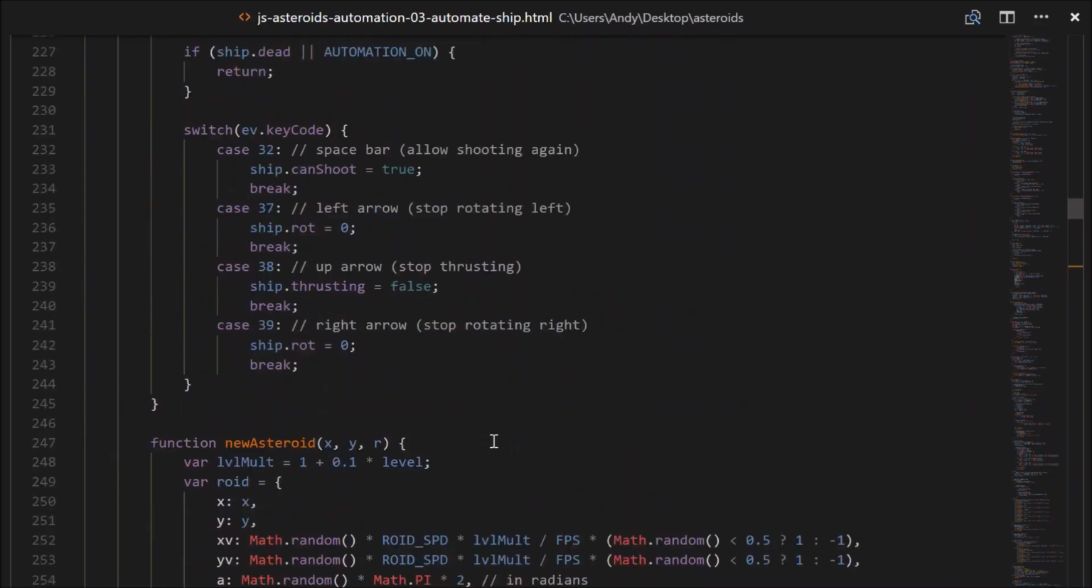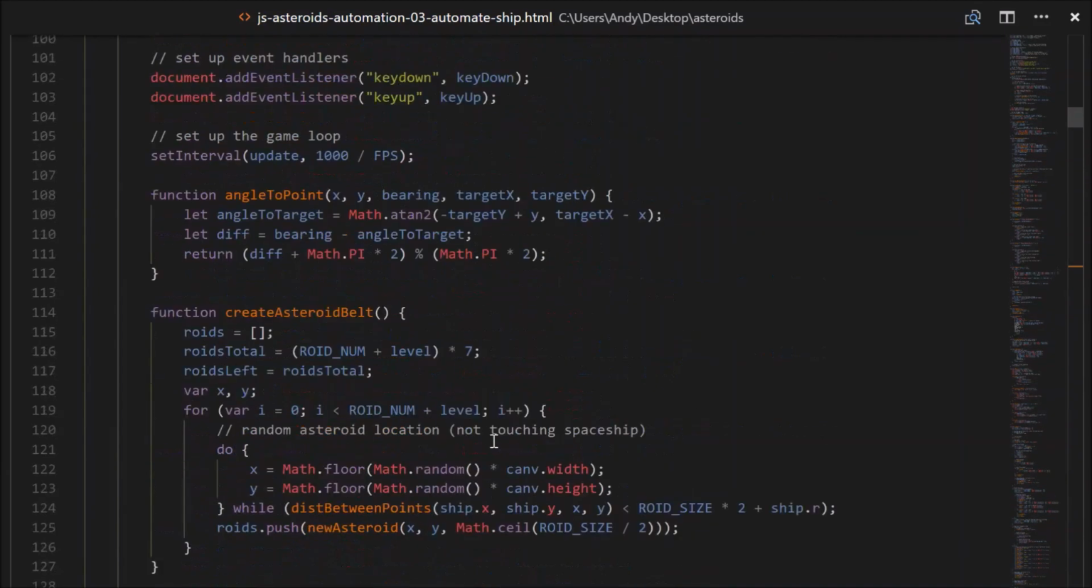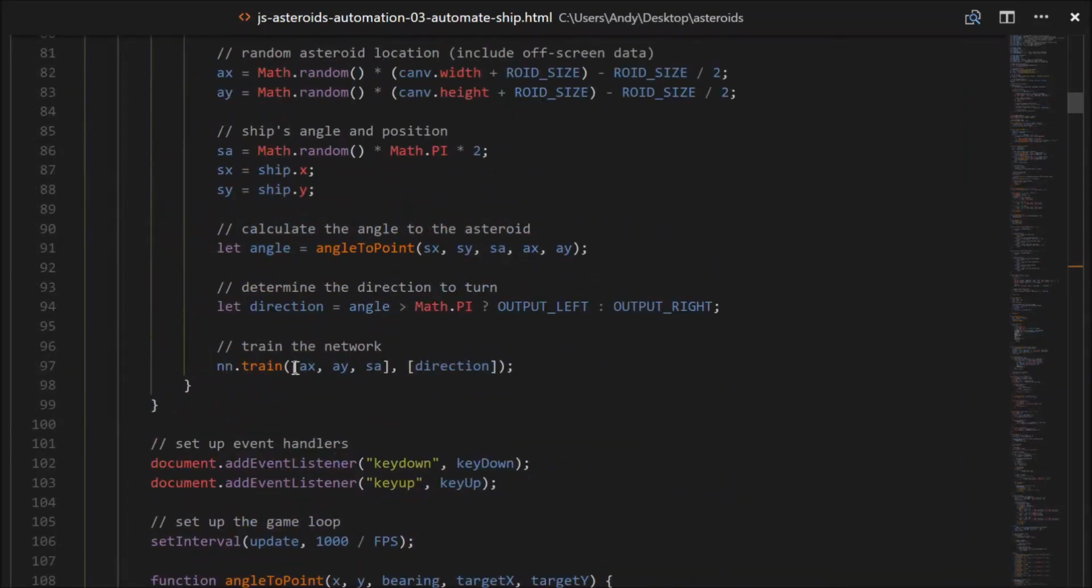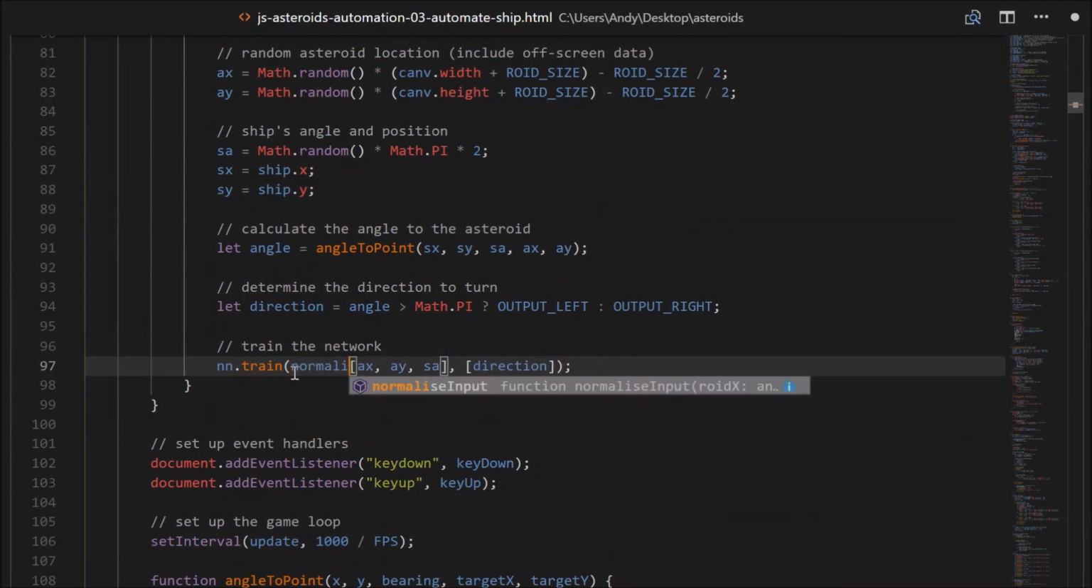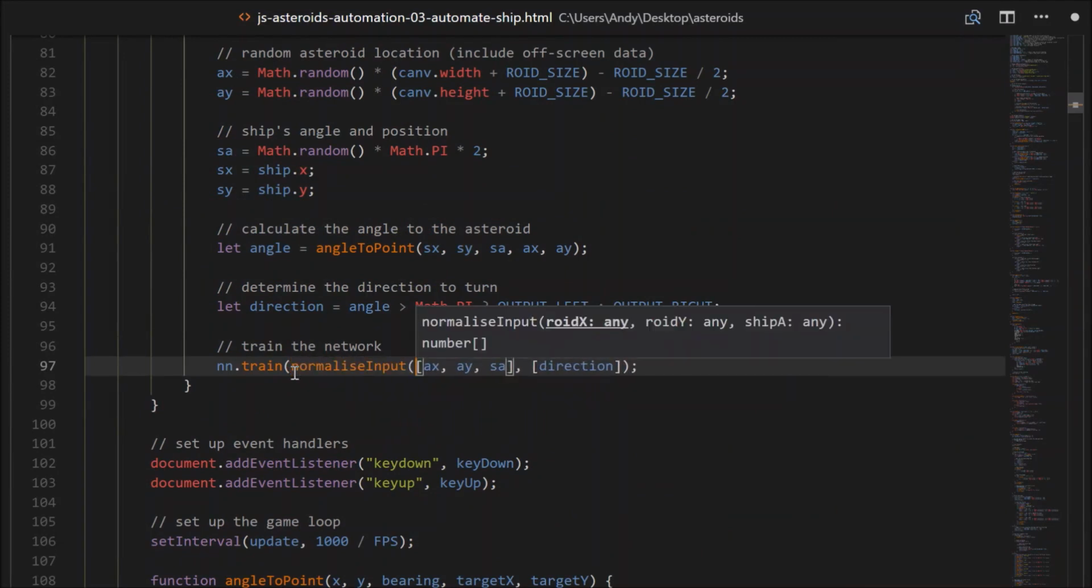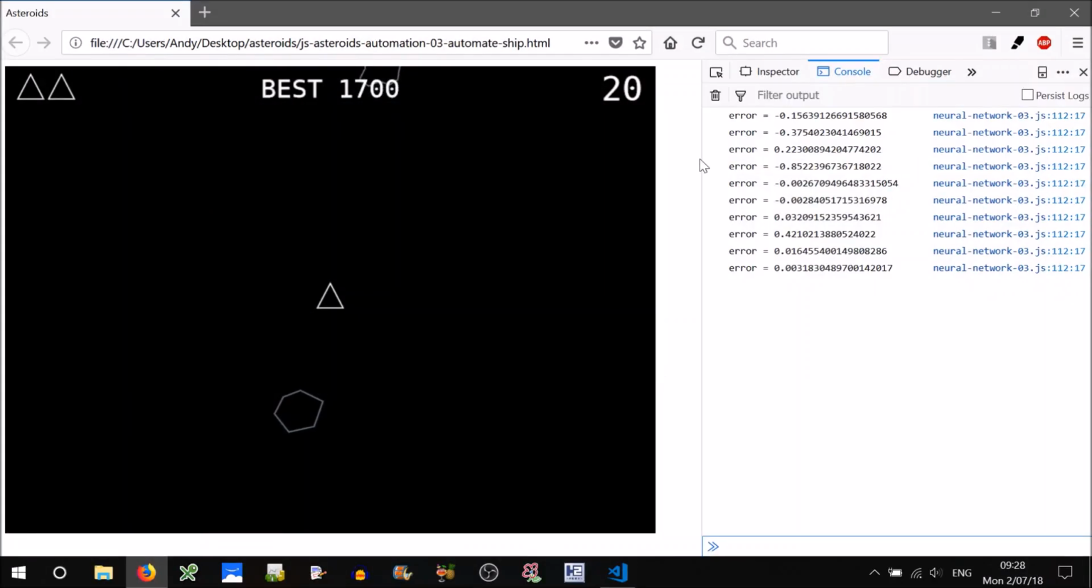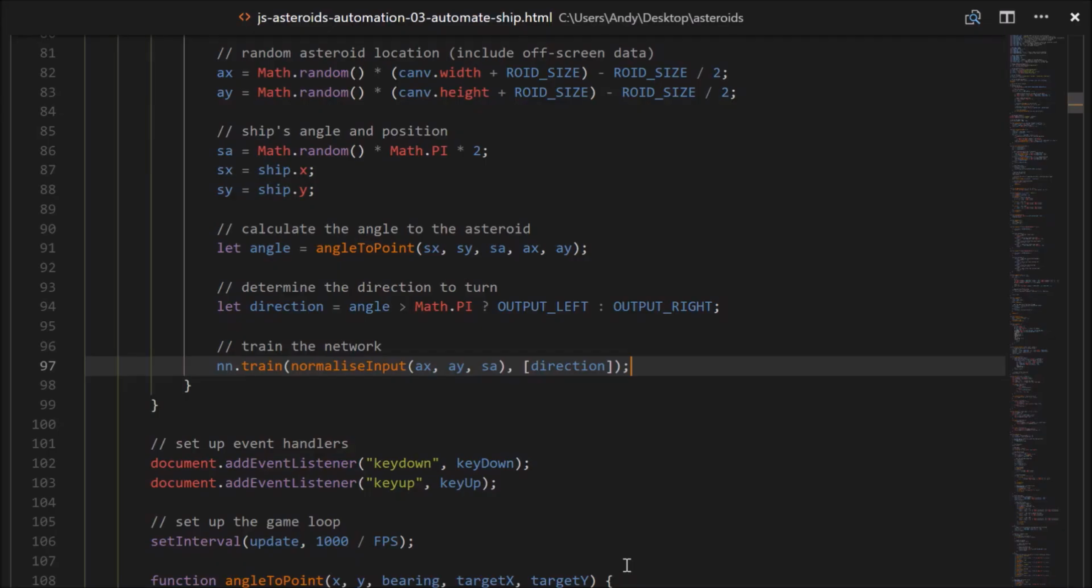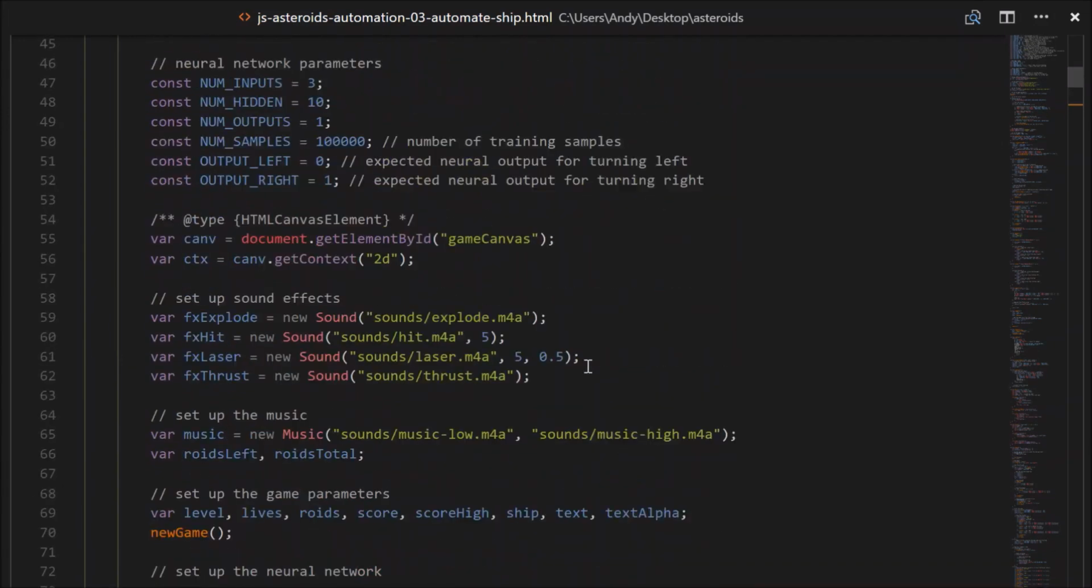So let's go up and implement that in our training section. Train the network. So all we have to do is normalize this data beforehand. Normalize input before we put it through our train function. Let's give that a go. It's looking better. At least it's getting closer to 0. There's some discrepancies here. Maybe we just need to modify some of the parameters here.